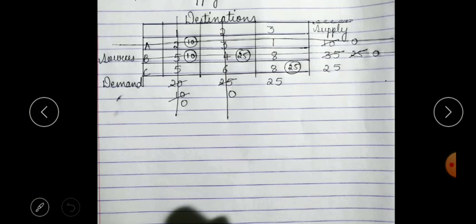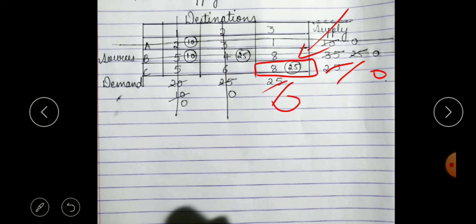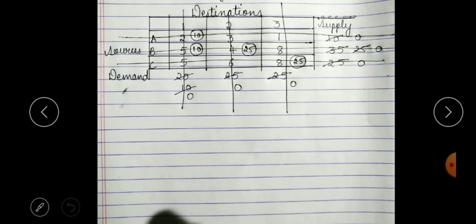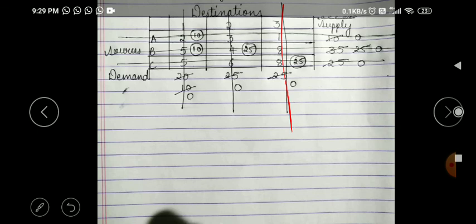Now what is remaining? Only one cell is remaining. Now here you can see that the supply is also 25, the demand is also 25, and the minimum of supply and demand is again 25, so I have allocated 25 here. So 25 minus 25 is 0, 25 minus 25 is 0. That is what I have done here. So this also gets cancelled here.